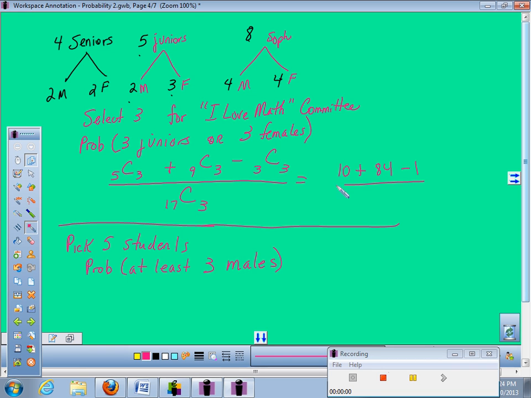All right, 680. So that would be 94 minus 1. That'd be 93 out of 680. That's reduced. That's as reduced as it gets. It goes down to about 0.136, so it's about a 13.6% chance that we get 3 juniors or 3 females.